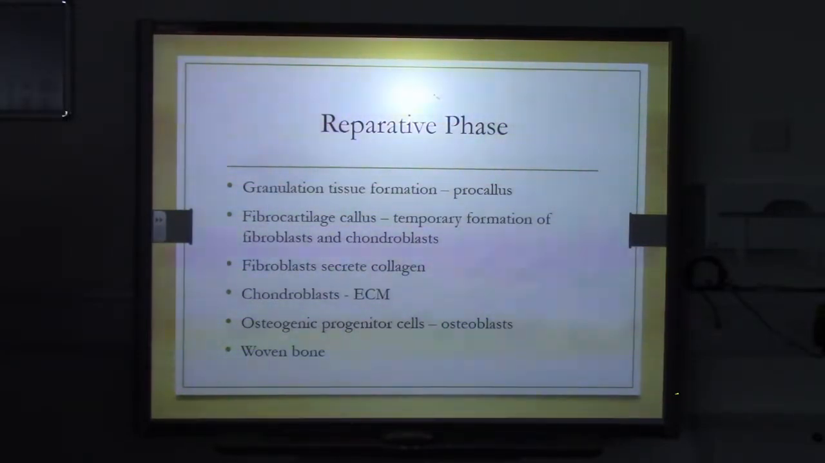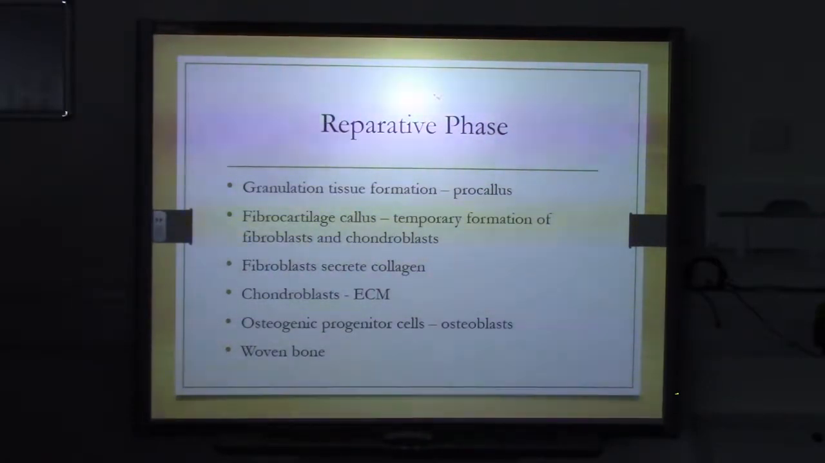So fibroblasts from the periosteum and the osteogenic progenitor cells from the periosteum and red bone marrow start to invade. Whenever they start to invade that procallus, they change it into the fibrocartilage callus. Collagen produced by the fibroblasts then become chondroblasts, and these connect the two ends of the fracture together. The chondroblasts secrete the main components of the extracellular matrix, and therefore play a vital role within this phase.